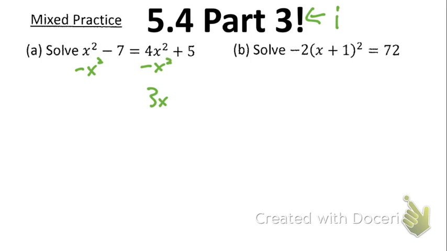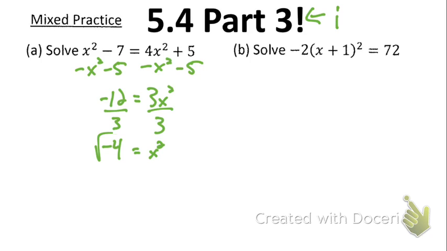So this will give me my 3x squared. I'm also going to subtract 5 and get that moved over here, so it'll be negative 12. Now I'm going to divide both sides by 3 because I can, and I get negative 4 is equal to x squared. Feeling great about that.